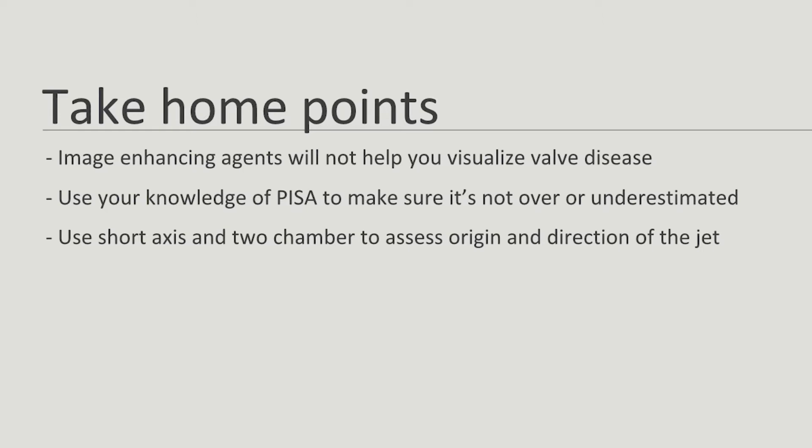Finally, utilize the short axis of the mitral valve and the two-chamber to help assess the origin and the direction of the jet. This will help other sonographers performing serial echoes to find the MR, but also to help when sending these patients for surgical repair.